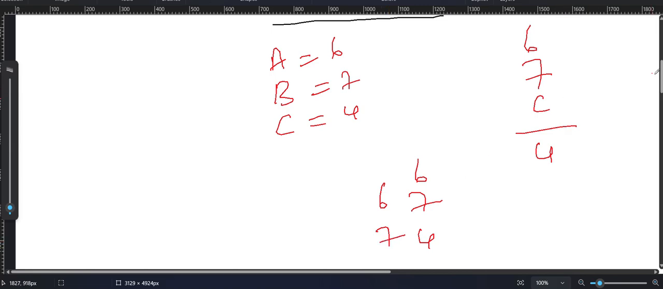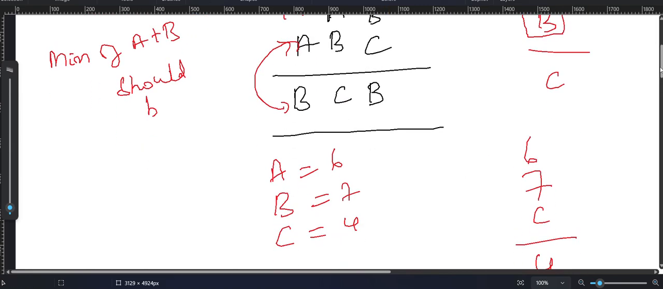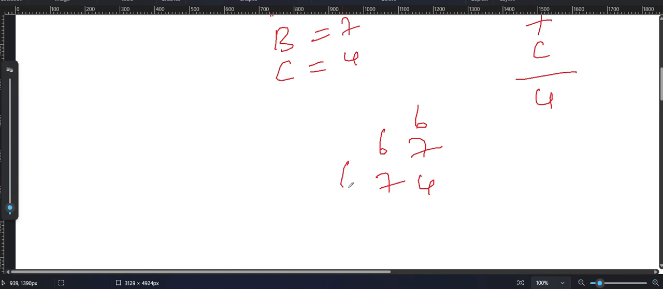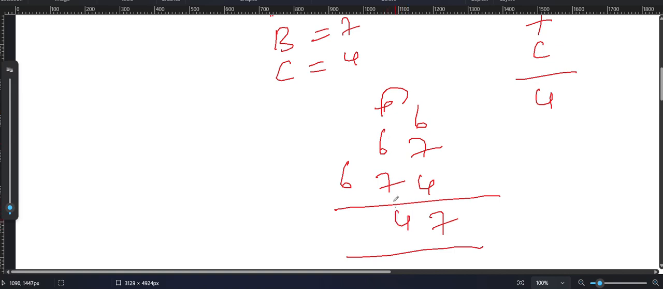6 and 7, 6 here. Now let's try to add these numbers. So what we get is 7 here. A carry comes here, so it produces a 4. Again a carry comes here, so it produces a 7.